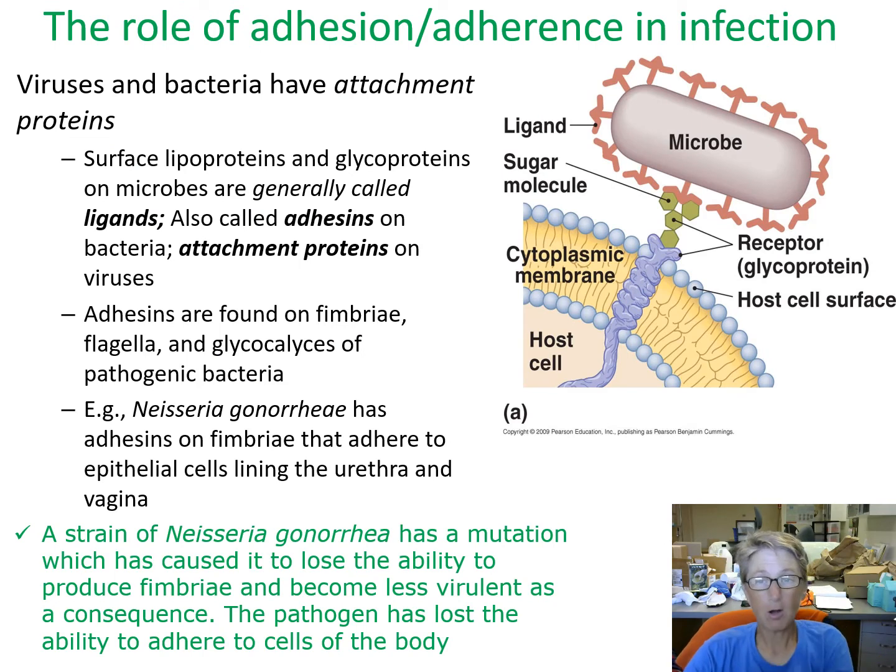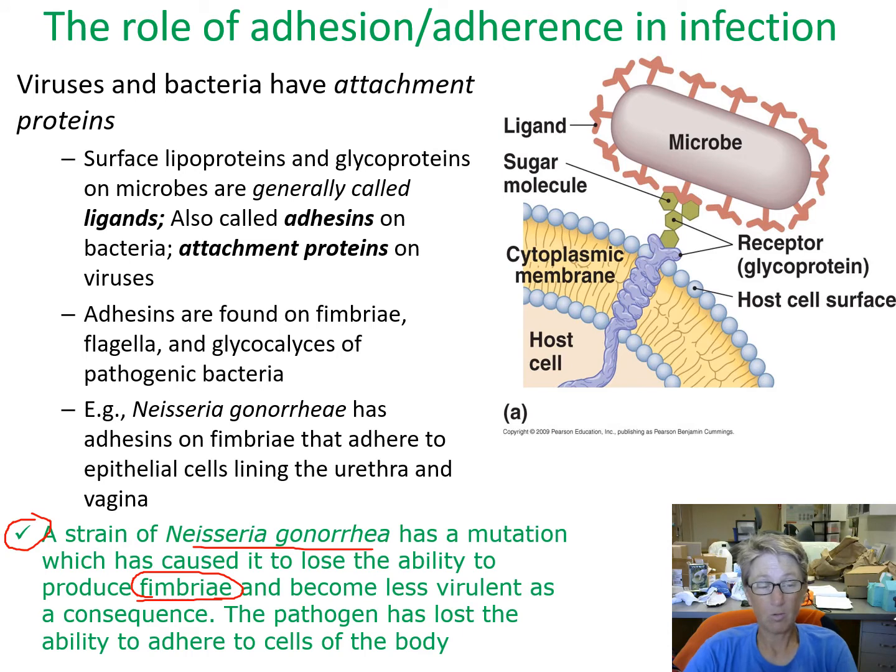Okay, so back to our cartoon. So here's our microbe. In this case, let's just come down here and look at the check mark. A strain of Neisseria gonorrhea, so obviously that causes gonorrhea, has a mutation in its genes which caused the microbe to lose the ability to produce fimbriae, which was an attachment factor for Neisseria gonorrhea.